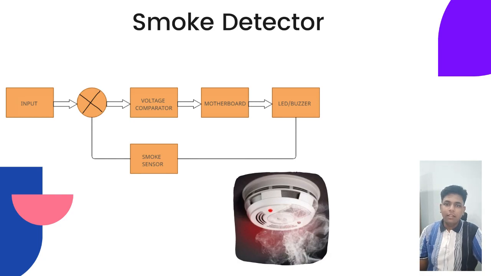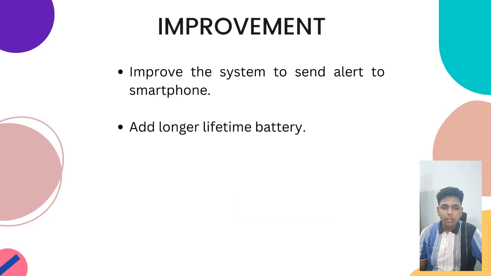Firstly, is a smoke detector. This is the block diagram and the example picture of the smoke detector. The block diagram goes from input to the summing point, to the voltage comparator, to the motherboard and to the output, which is an LED or buzzer. The block diagram then cycles back through the smoke sensor to the summing point. For this smoke detector, if the smoke sensor detects smoke, the LED or buzzer will turn on.